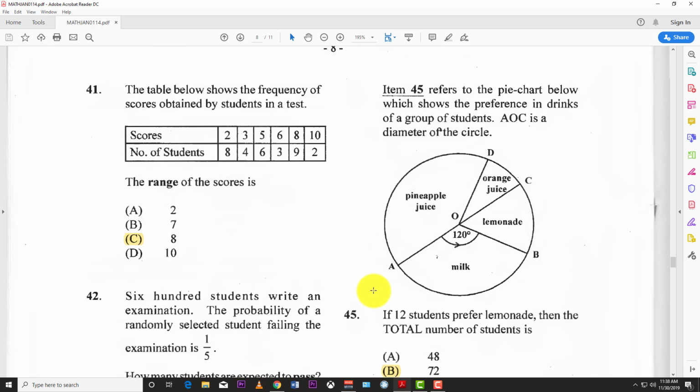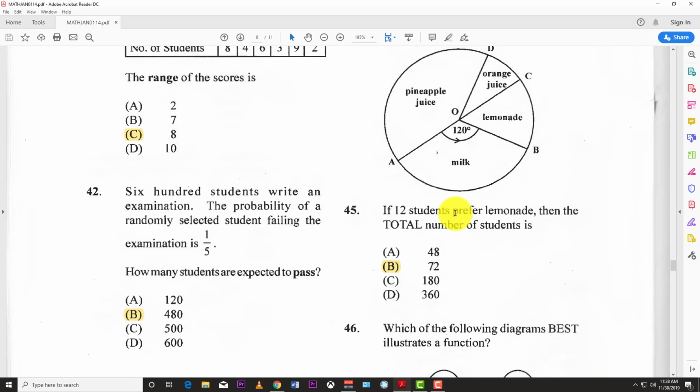AOC is the diameter of the circle. If 12 students prefer lemonade, then the total number of students is B, 72.